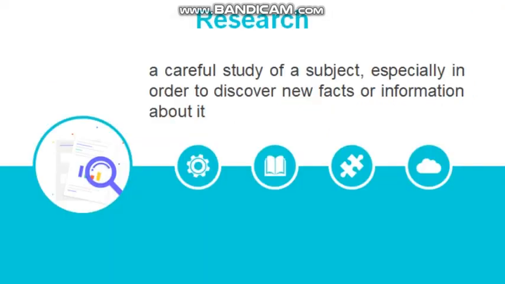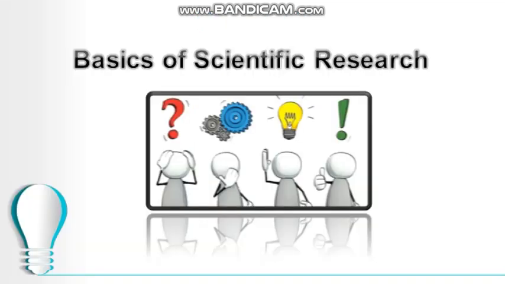Next term, research. It is a systematic investigation into and the study of materials and sources in order to establish facts and reach new conclusions. It's careful study of subject, especially in order to discover new facts or information about it. Now, basics of scientific research. Here you can stop the video and think of basics of scientific research.